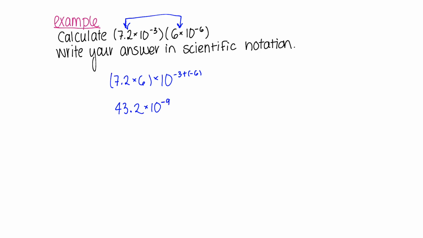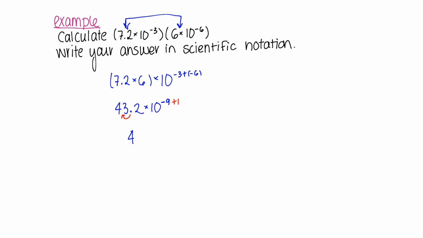This number is not in scientific notation because there are two digits before the decimal point. To adjust for this, we need to move the decimal point over one place. Here's how I like to think about it. When you move the decimal point over one place, you're making this number smaller. If you make this number smaller, you need to make the exponent bigger. So if I move the decimal over one place to make it smaller, I'm going to add 1 to the exponent to make the exponent bigger. It's kind of like a balancing machine.